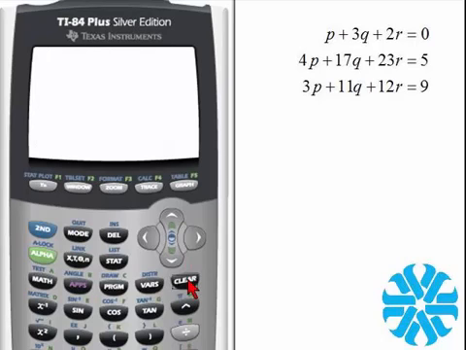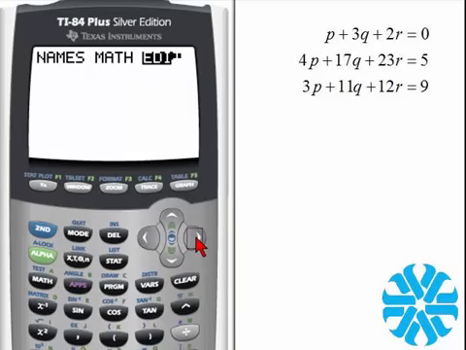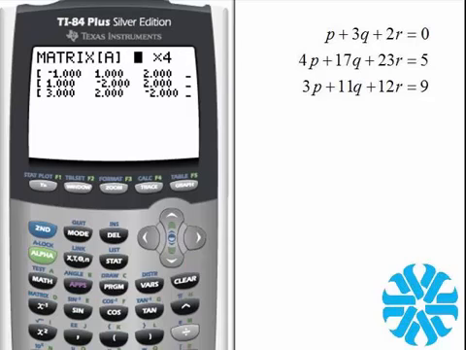Okay, we will input these equations into the matrix. So go second function, matrix, and we're going to matrix A. It's already set up, 3 by 4. So we'll move over to edit. We'll select enter. Okay, now let's change these values in each cell.